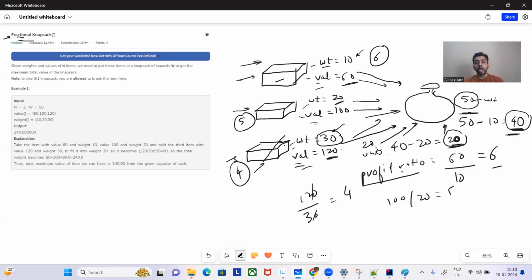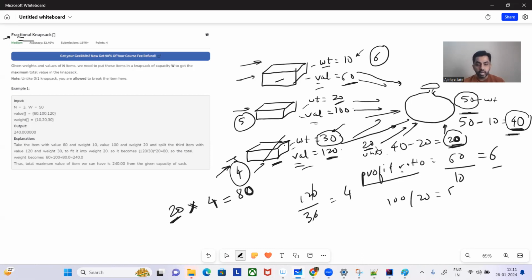Now how will we calculate the maximum value? For example, how much weight are you putting in the knapsack from this item? 20. So 20 into the profit ratio of 1 unit. The profit ratio of this item was 4, which is the profit ratio for 1 unit of weight, and we are pushing 20 units of weight. So it will be 80.